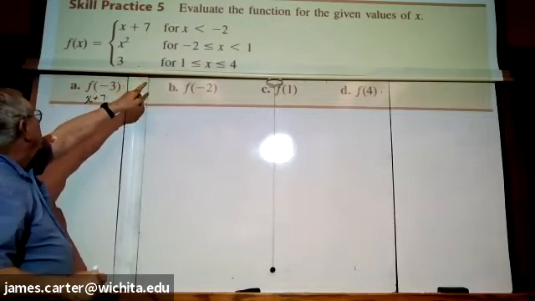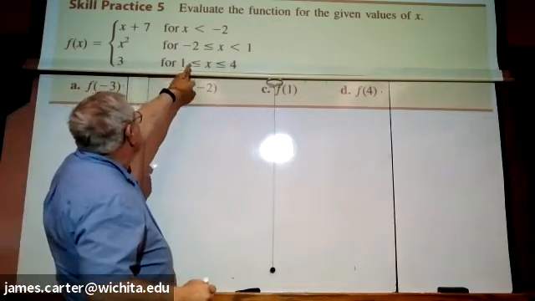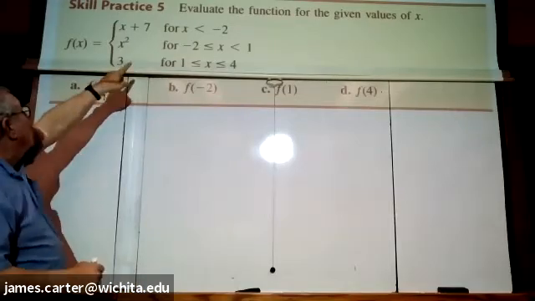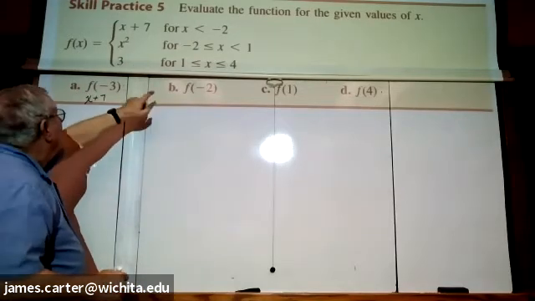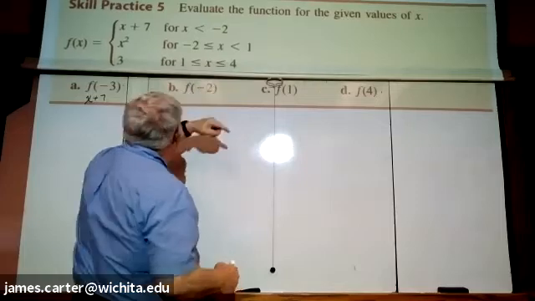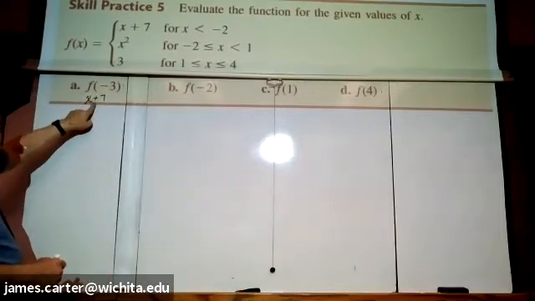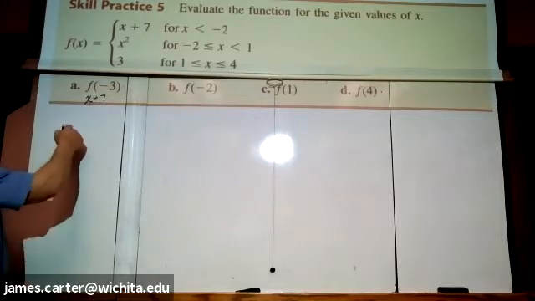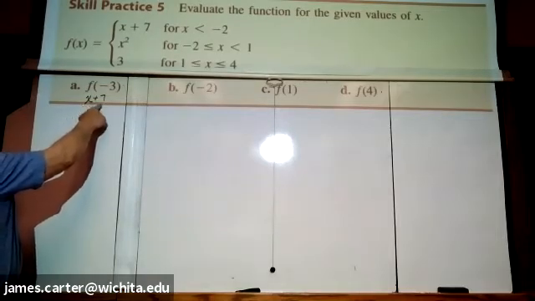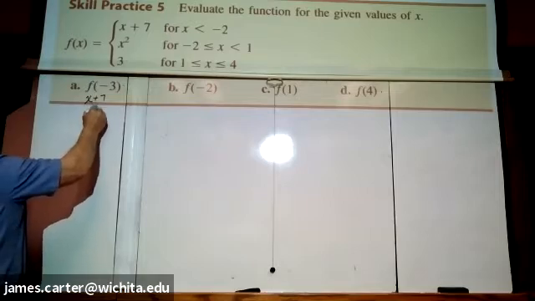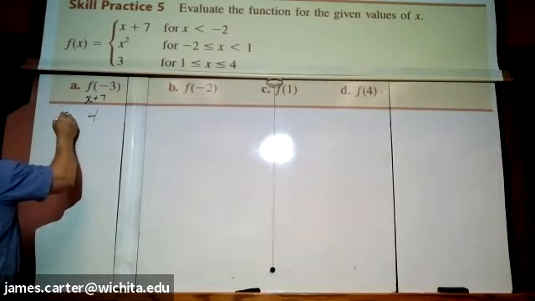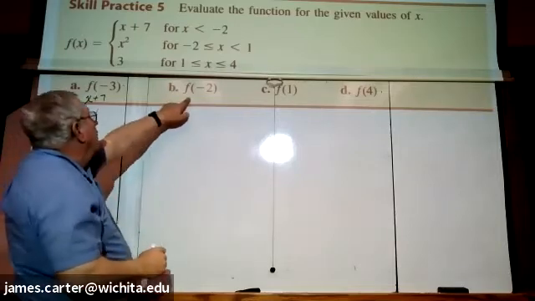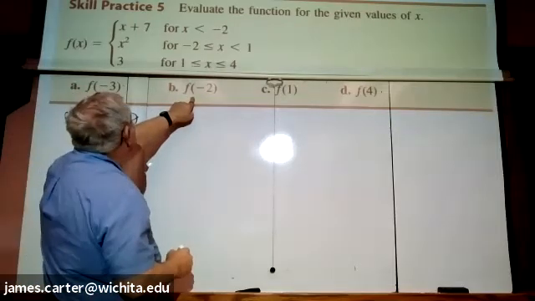What about the middle one? -2 is the smallest value it can be. So -3 won't work for the middle one. Here, all of this is bigger than -3. So this is the only one that'll work here. So in this case, we put -3 in here. -3 plus 7 is 4. So f of x equals 4.